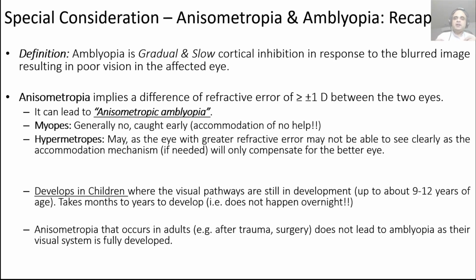Anisometropia that occurs in an adult, maybe because of trauma or surgery or another reason, does not result in amblyopia simply because their visual system is fully developed.